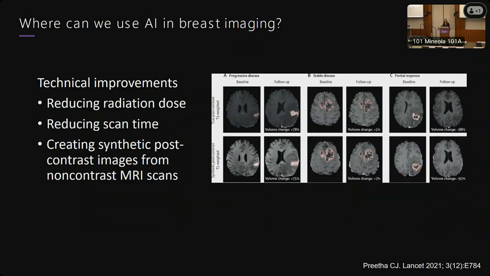And then this one is not currently being used, but I think it's a really intriguing idea, which is maybe we don't need to give gadolinium, and there's enough information on the non-contrast MRI images that the AI can see for us. So we're not there yet. This is a sample paper on brain MR, but I think that's a really intriguing idea.